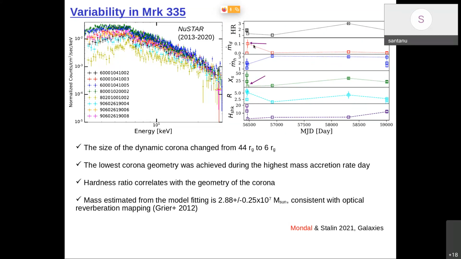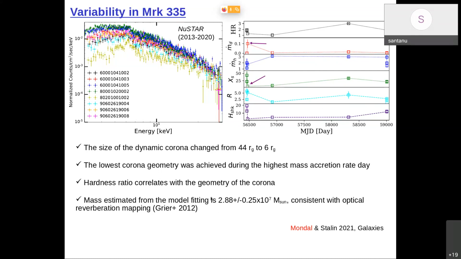So you can see two arrows in the right panel. So one for the excess and the other for MD. So when MD was maximum, the excess was minimum. Also we have estimated the height of the corona from our model fitted parameters. We can also see that the hardness ratio correlates with the geometry of the corona. So hardness ratio is basically the ratio of the hard photons to the soft photons.